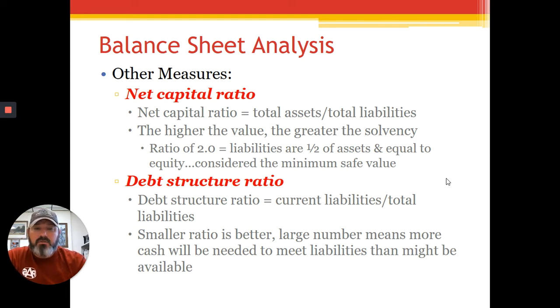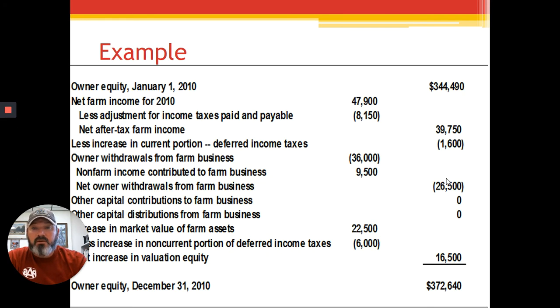Debt structure ratio, current liabilities divided by total liabilities. So the smaller the ratio, the better. So a large number means more cash is going to be needed to meet liabilities than might be available. So there's some things to look at there as well.